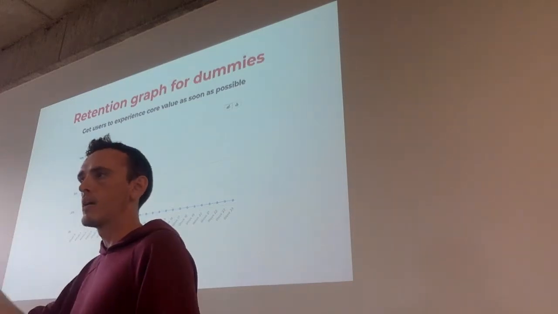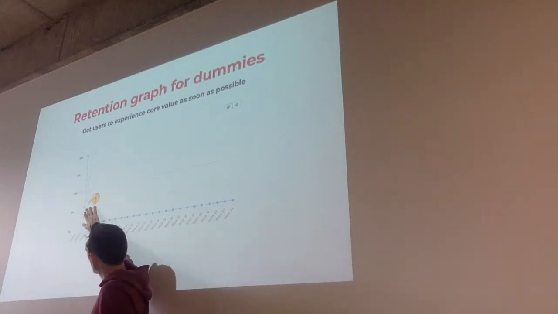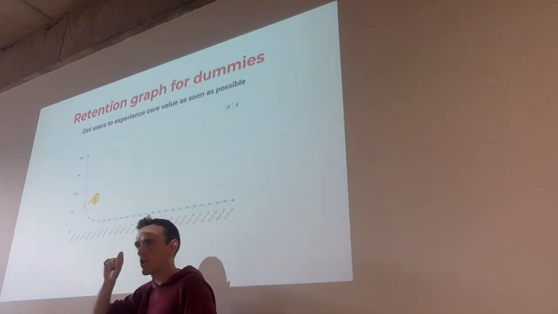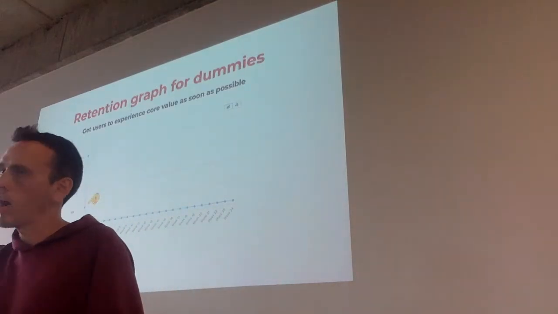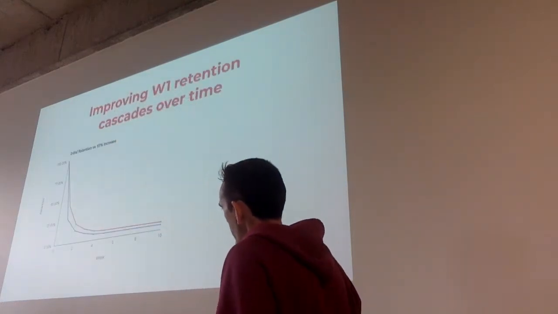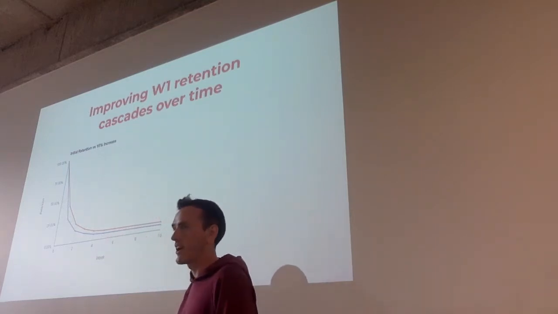So it's going to cascade and apply for the entire graph, which means that if you can make this shift from up here to here, the entire graph will also move upwards. That means there's a lot to gain from optimizing week one retention. So you might find that it looks something like this, right? If you're able to improve initial retention, then it's going to cascade and have this effect throughout the entire graph.